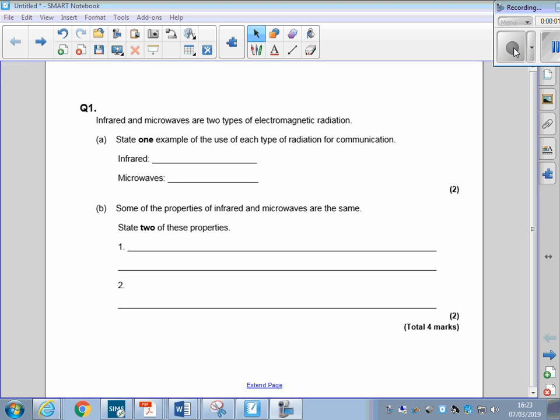Okay, so we've got a short little question here about part of the electromagnetic spectrum. We've got a question about infrared and microwaves, two types of electromagnetic spectrum, and we need to talk a little bit about how we use these types for communication.